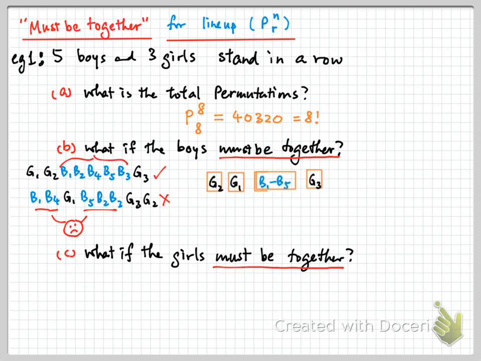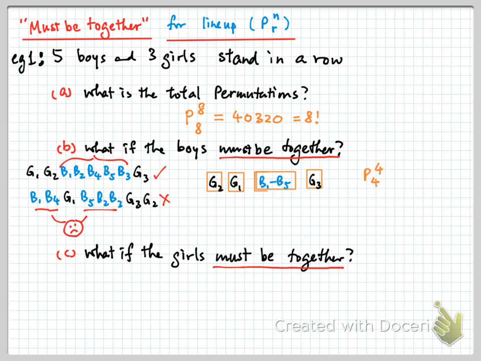All right, we design a box and put all the boys into that box. And then each girl has no limitation, so each girl will have her own box. So altogether, there are 4 boxes. To line up these boxes, you have 4P4.